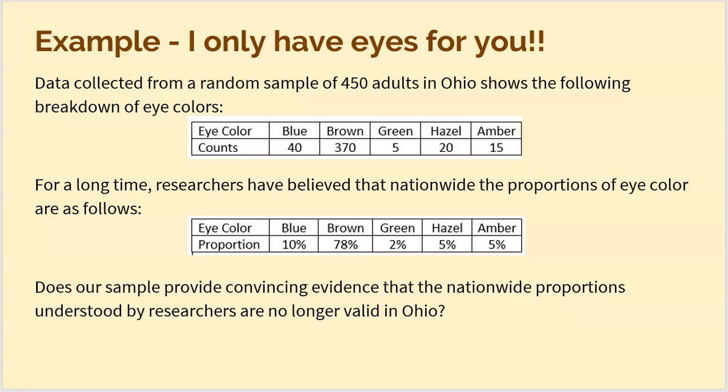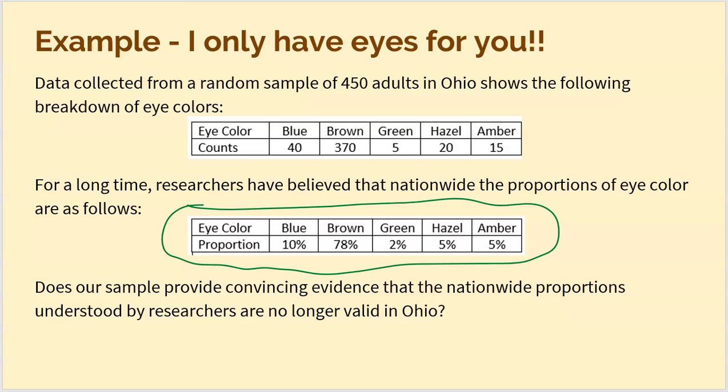Now, here's where the fit comes in. For a long time, researchers have believed that nationwide, throughout the US, the proportion of eye colors has followed this distribution: 10% blue, 78% brown, 2% green, 5% hazel, and 5% amber. So this is what we were expecting to see, and we want to see how well our data fits with what was expected. If it fits pretty well, then I guess Ohio's no different than the rest of the nation. But if it doesn't fit well, if it's too far off from what was expected, that's when we might see that maybe this distribution that's true for the nation is no longer true for Ohio.